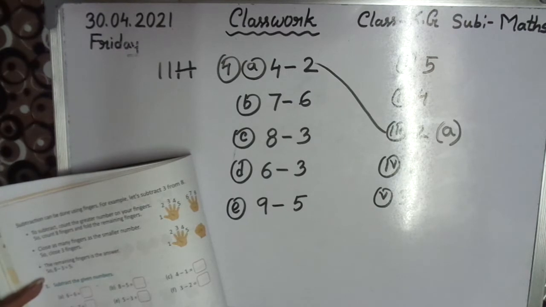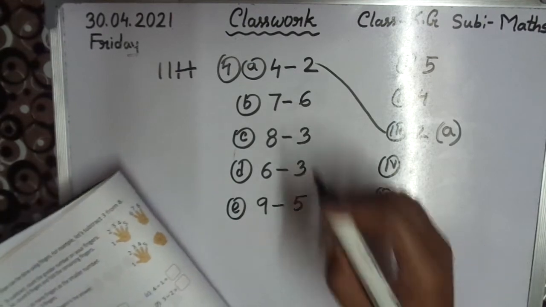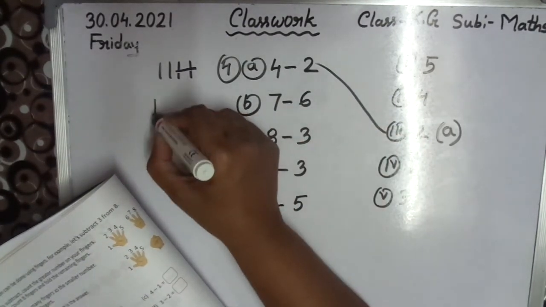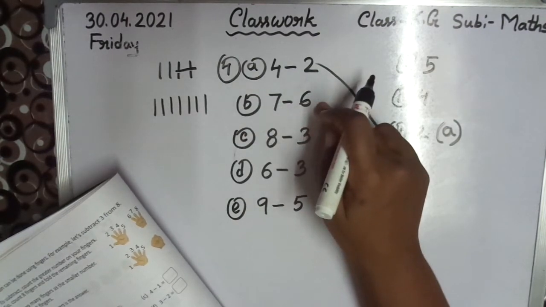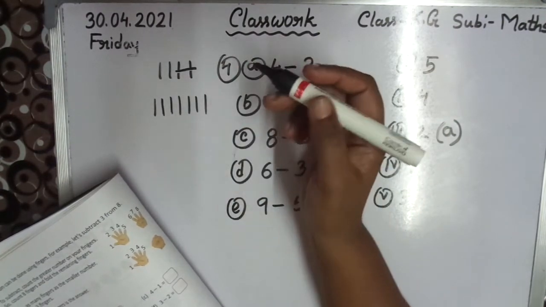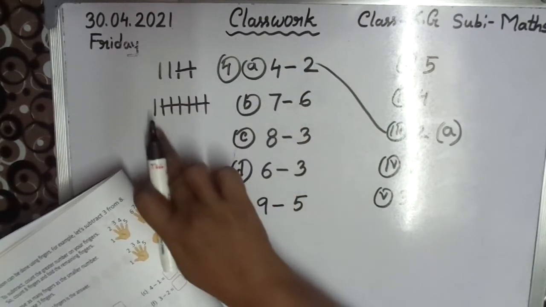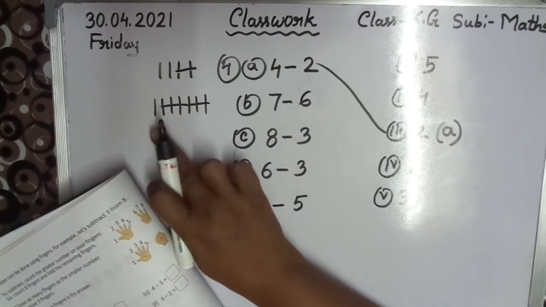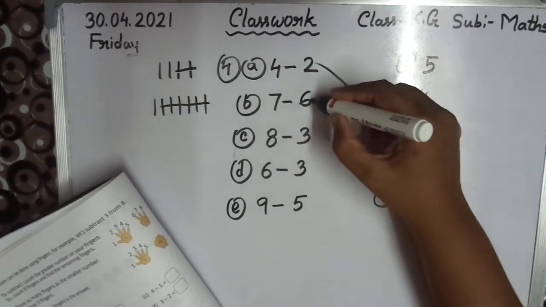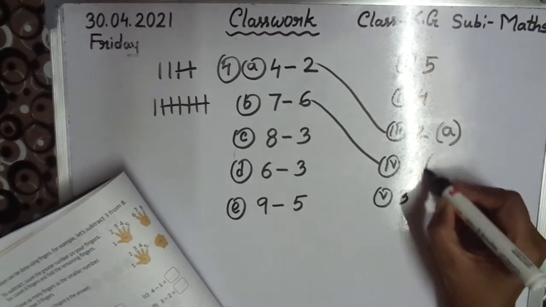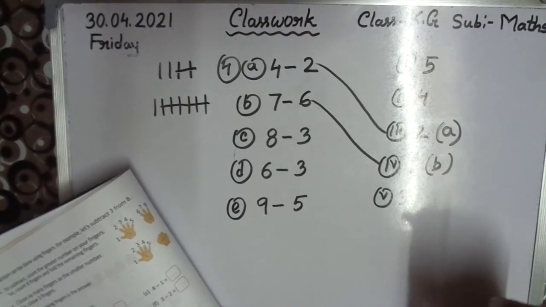Next B. 7 minus 6. 7 is greater than 6. So I draw the lines here. 1, 2, 3, 4, 5, 6, 7. 6 is the small number. So this is minus. So 1, 2, 3, 4, 5, 6. So see, 1 left. So where is 1? Yes, this is the B answer. So B, the answer is 1.